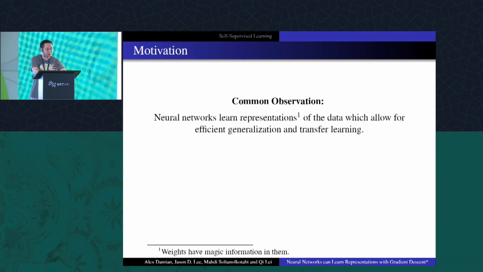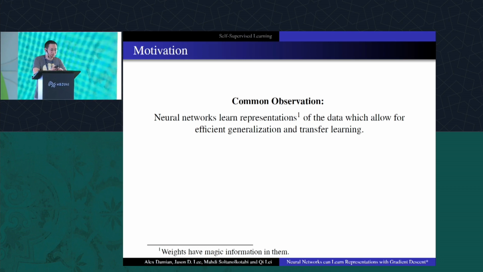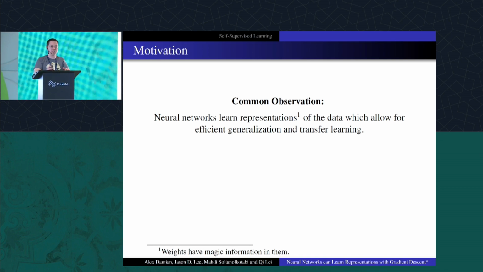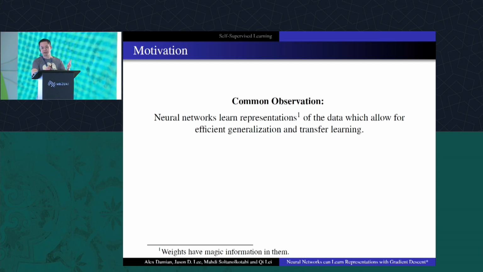Okay, so essentially the observation in the literature right now is that neural nets can learn representations of the data which allow for efficient transfer learning or generalization. Roughly speaking, the weights have like magic information in them. They were trained on task A and they can work for task B. So the weights are not only just good for predicting the task that they were trained for, but somehow they learn features and representations that are useful for other tasks that can be quite different.